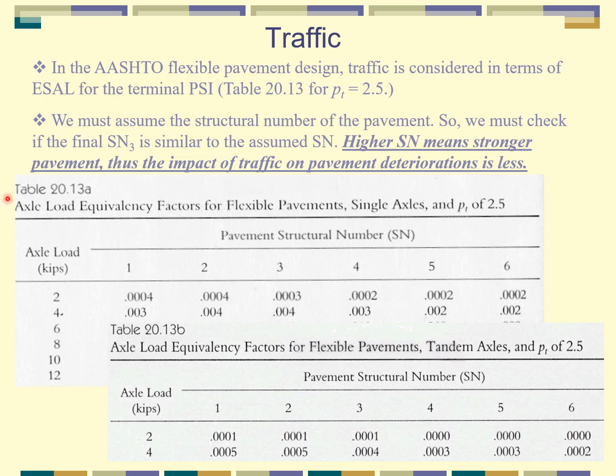Now here you can see table 20.13a, axle load equivalency factors for flexible pavement, single axle, corresponding to P sub t equal to 2.5. So corresponding to different axle loads and considering the structural number from 1 to 6, let's say you are assuming the structural number 5, so obviously this column will be used to pick the equivalency factor. Now this table is for the axle load equivalency factors for flexible pavement tandem axles. Again, terminal serviceability index is 2.5.